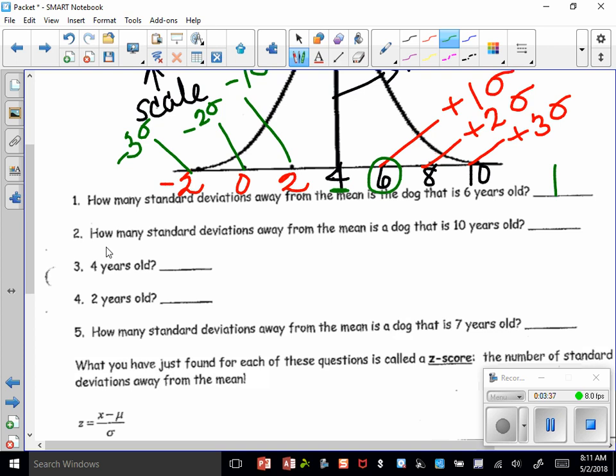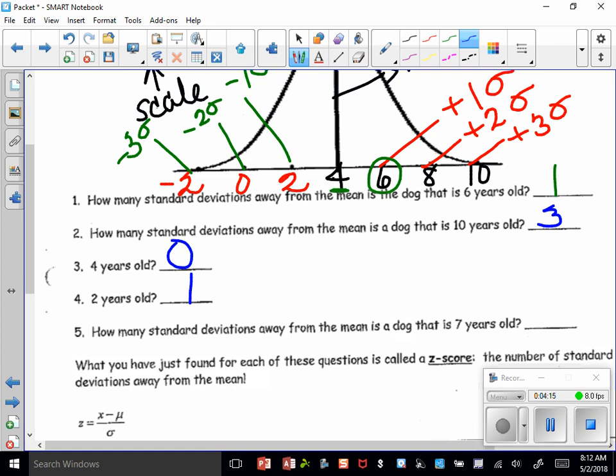Number 2. How many standard deviations would a dog be at 10 years old? What would you say? 3. That's pretty simple, because we can read those exact numbers right from our bell curve. And how about 4 years old? At 4 years old, you're right at the mean, so we haven't moved, so that's called 0. If you're right on the mean, that's 0. And for number 4, how many standard deviations for 2 years old? 1 standard deviation.